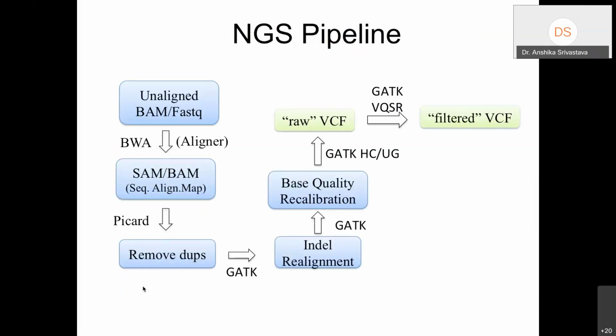So you start with the unaligned BAM or FASTQ files. The output file from your sequencer is a raw FASTQ file, or sometimes the companies or labs give you a BAM file as well. Then you use an aligner. I use the Burrows-Wheeler Aligner, that is BWA, to get my SAM file or BAM file. First of all, I have the FASTQ file. I will map it to the reference genome using the aligner, and once I map it, I will get the BAM file, that is binary alignment map file.